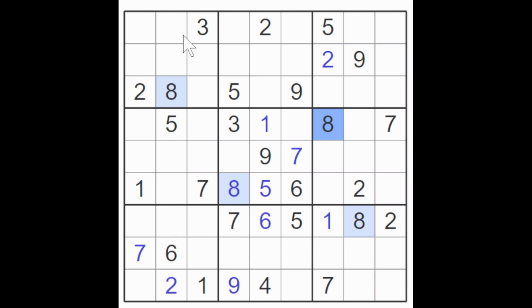Let me look at this column here. 1, 3, 4, 7, 9, 1, 7, 1, 7. So 1, 7 can't go here, here, or here. So this must be a 1, 7.